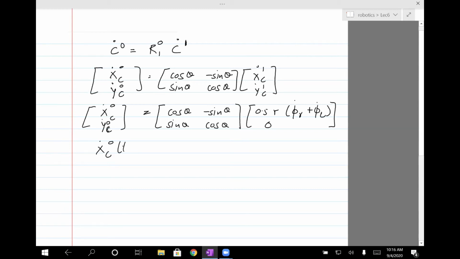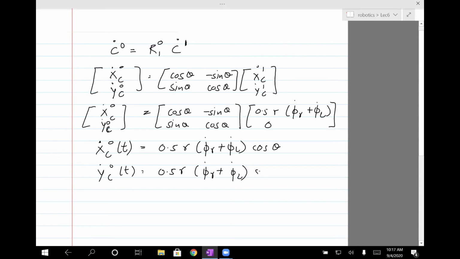I'll just make this clear: we are finding the velocity at a certain time t, not at time t equals 0. We still need to find the position from this velocity. Multiplying the terms together, it's actually quite simple: x dot c0 is 0.5 r times phi dot r plus phi dot l times cosine theta, and y dot c0 is 0.5 r times phi dot r plus phi dot l times sine theta.